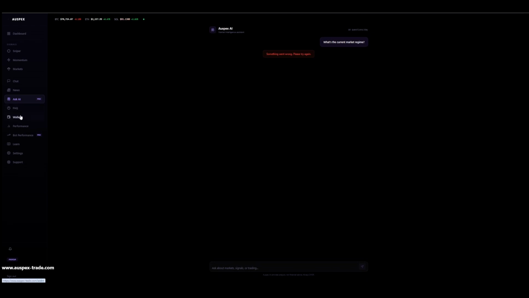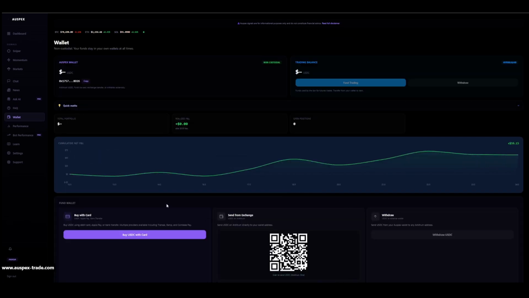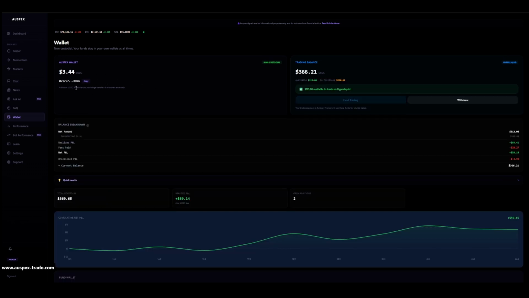Your wallet is completely non-custodial. Your funds stay in your own wallets at all times. You'll see two sections, your Auspex wallet for USDC on Arbitrum and your trading balance used by the bot. Fund your wallet using a debit card, Apple Pay, bank transfer, or by sending USDC directly.